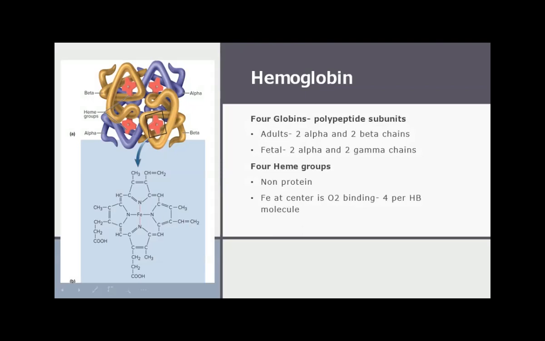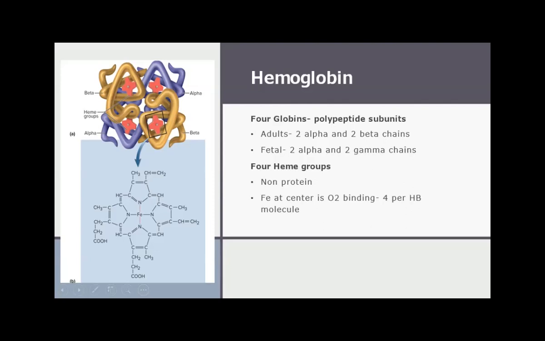We have the beta and the alpha heme groups. So there's 2 different types, but there's 4. Each of these groups in the center of it has an iron molecule. So here is your chemical structure.